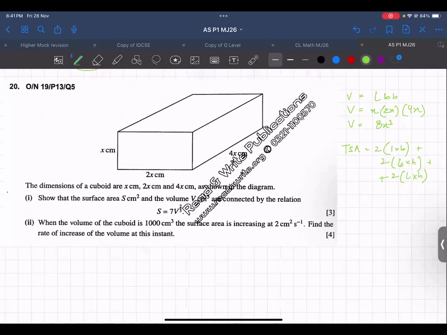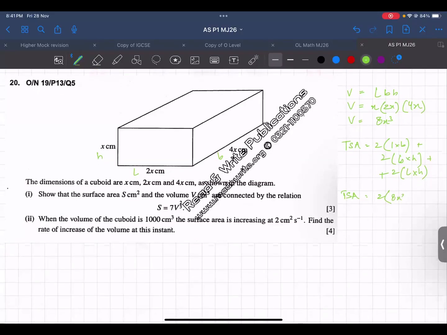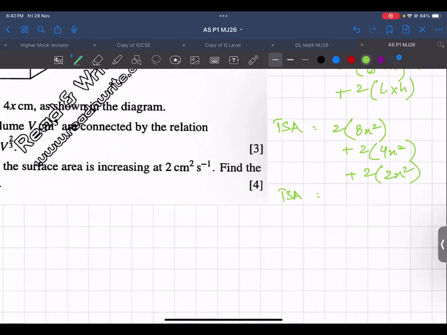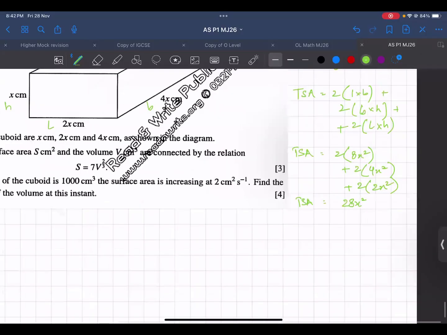So if you find the total surface area, let's suppose this is length, this is breadth, this is height. So 2 length by breadth, 8x square, plus 2 breadth by height, 4x multiplied by x, this will be 4x squared, plus 2 length by height, 2x multiplied by x, which will be 2x squared. And now if you sum all of it, 16x square plus 8 plus 4, 16 plus 8 is 24, and 4, 28. 28x square. This is the total surface area.